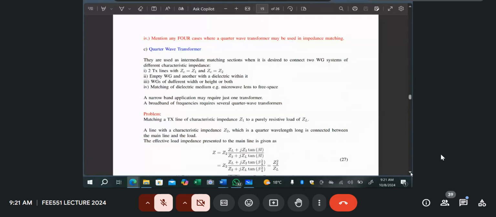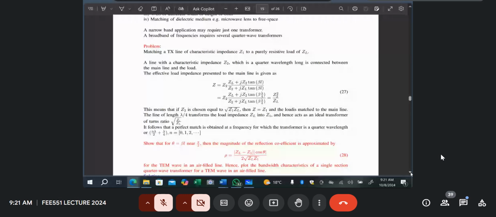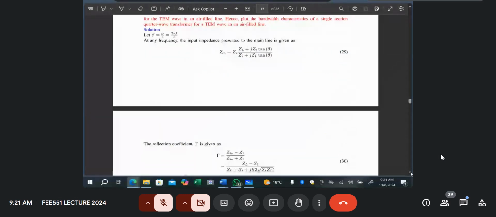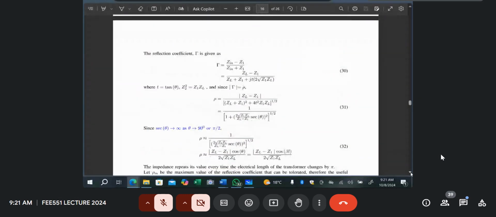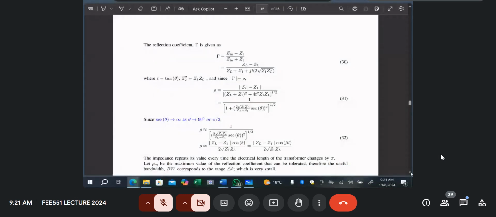Now, this has been discussed for the quarter wave transformer. Now I just need to go to the diagram so that you see the effect, the outcome of whatever has been discussed. So reflection coefficient is defined normally.